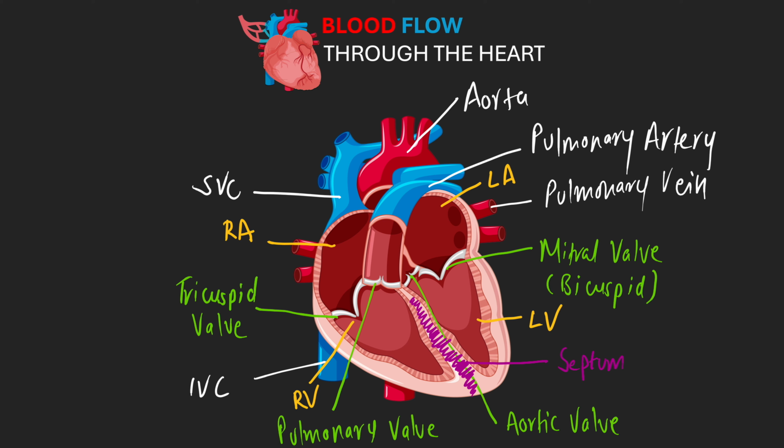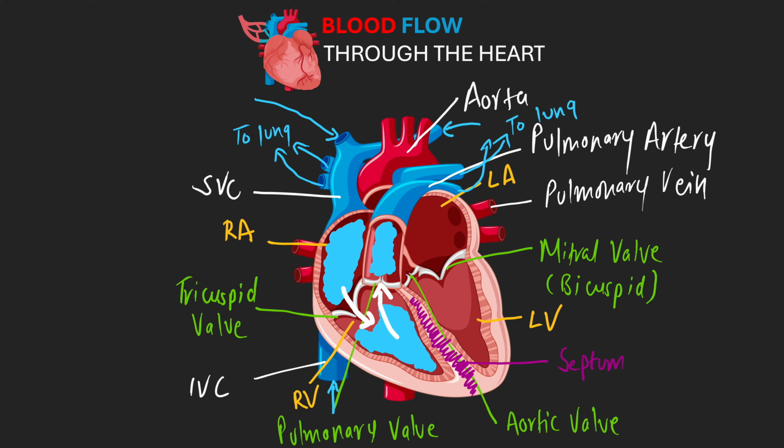So remember, blood flows into the right atrium from the superior vena cava and the inferior vena cava. So blood comes into the right atrium. Then via the tricuspid valve, blood moves into the right ventricle. So when the right ventricle contracts, it sends blood through the pulmonary valve into the pulmonary artery, and then blood goes to the lungs where it gets oxygenated.